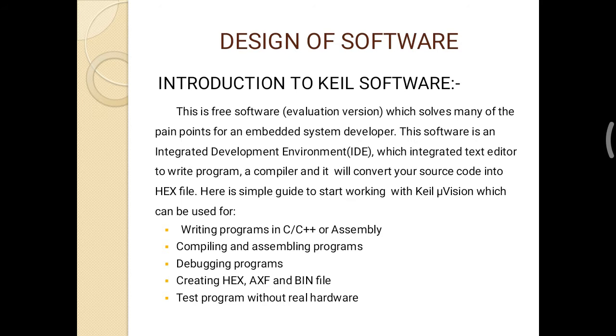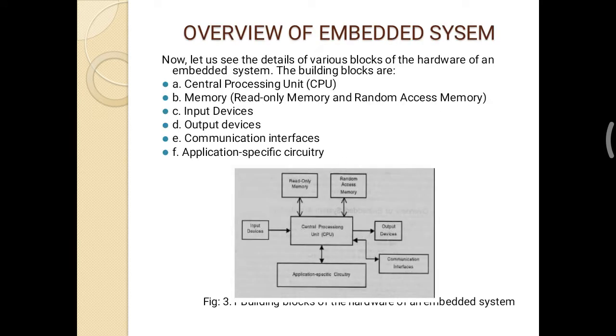Here is a simple guide to start working with the Keil MicroVision, which can be used for writing programs in C or C++ or assembly, compiling and assembling programs, debugging programs, creating hex, AXF and bin files, and testing programs without real hardware. Now, the overview of the embedded system.